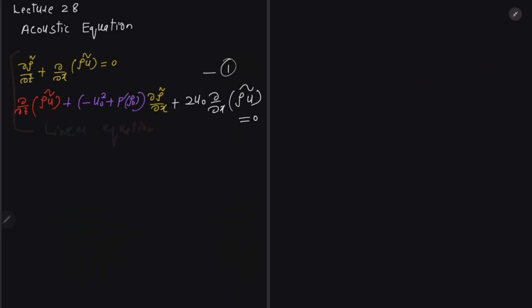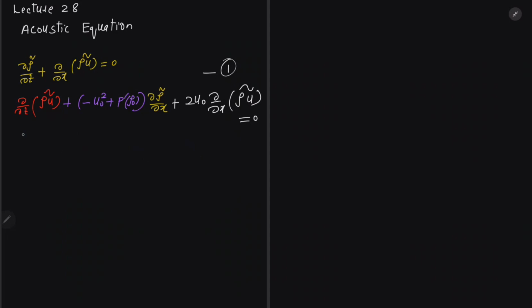So let me simplify it further. The reason is we want to write this equation in terms of velocity u and pressure p so that it becomes an acoustic equation. Okay, so where to start now?